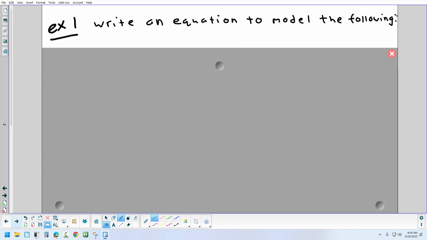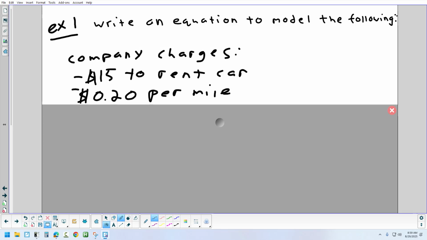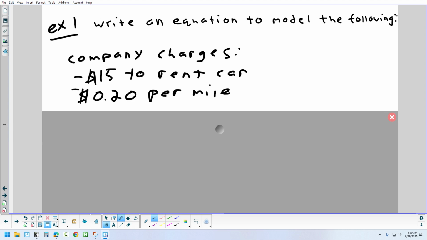So let's look at this, and we're going to try to implement those steps and see if we can solve it. This is a problem where a company charges money to rent a car, and they charge you a $15 fee up front and 20 cents per mile. So the first thing I want to do is figure out how I'm going to write an equation to represent this. Okay, that's the question. Write an equation to model or represent this situation.